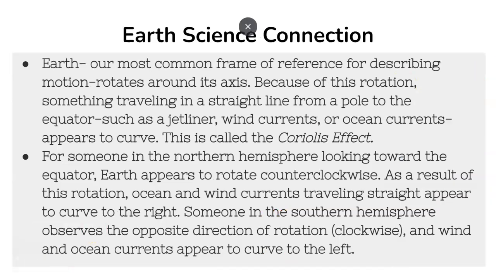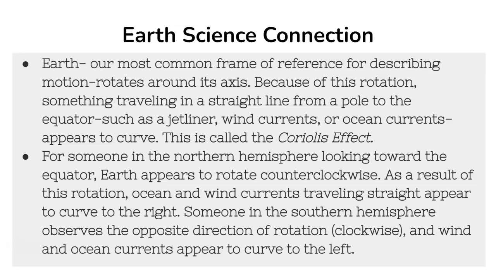And last but not least here, when we talk about frame of reference, we're going to make a little connection to earth science. So we talked a little bit about how we are all constantly in motion because we live on planet Earth, right? And the Earth is spinning on its axis, it's orbiting. But the most common frame of reference for describing motion is rotation around the axis. That's our Earth. Because of this rotation, something traveling in a straight line from the pole to the equator, such as a jet, wind currents, or ocean currents, they have a curve on them, and that's from the Coriolis effect.